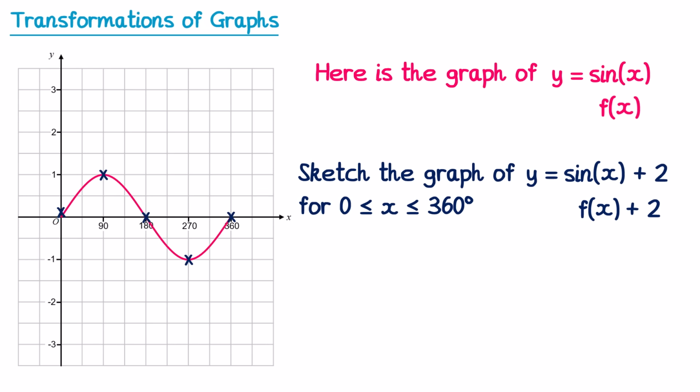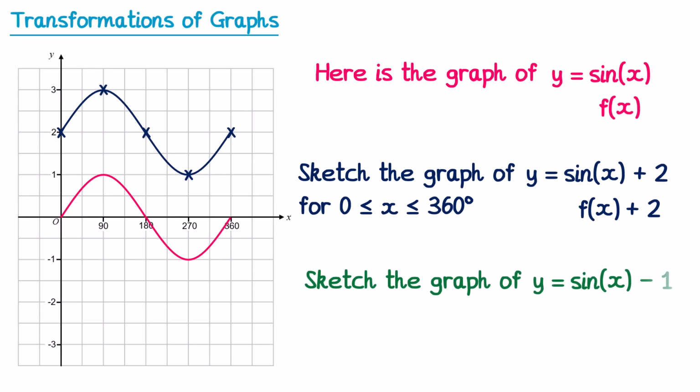So the point at 0, 0 here will go up to 0, 2. The point that's at 90, 1 will go up to 90, 3. The one that's at 180, 0 will go up to 180, 2. 270, negative 1 will go up to 270, positive 1, and 360, 0 becomes 360, 2. We can now connect up these points with that nice smooth curve, and this is the graph of y equals sine of x plus 2.